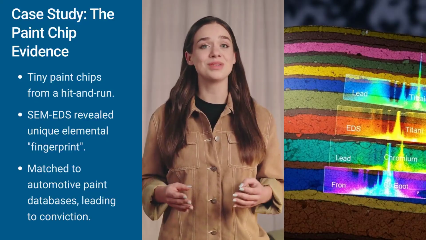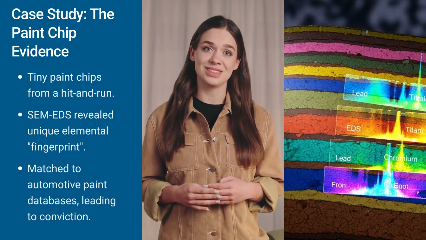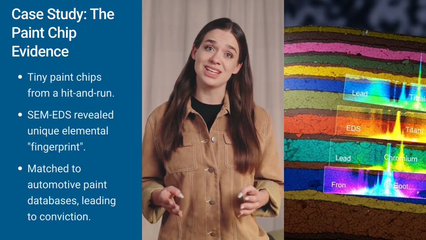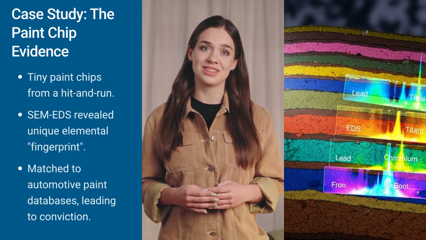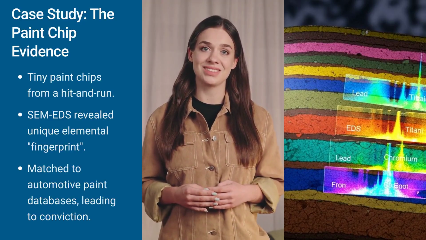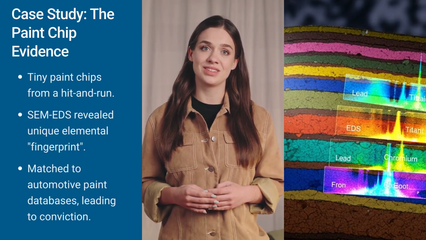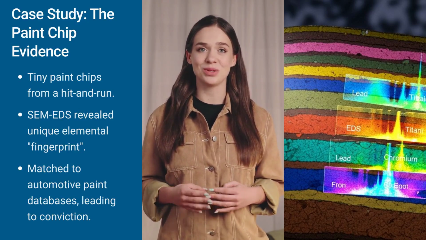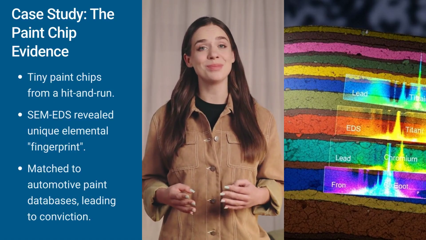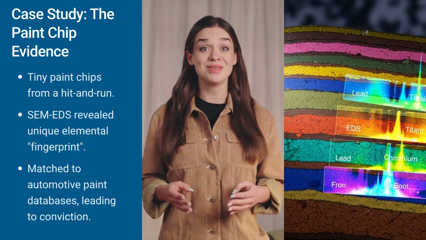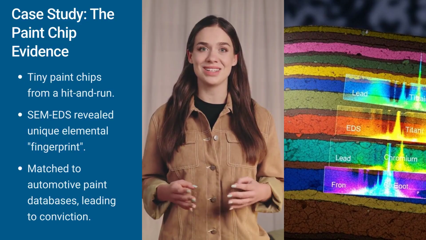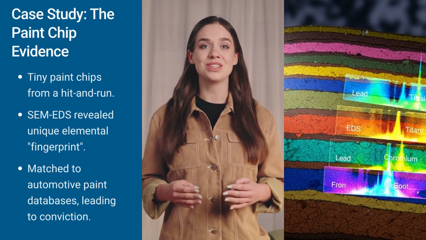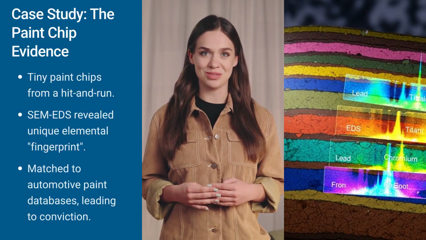Consider a hit-and-run case where tiny paint chips were found at the scene. Traditional methods couldn't identify the vehicle. Forensic chemists used SEM-EDS to analyze the elemental composition of the paint layers. They found unique ratios of elements like titanium, lead, and chromium. Comparing this elemental fingerprint to automotive paint databases allowed them to identify the exact make, model, and year range of the suspect vehicle, leading to a conviction.